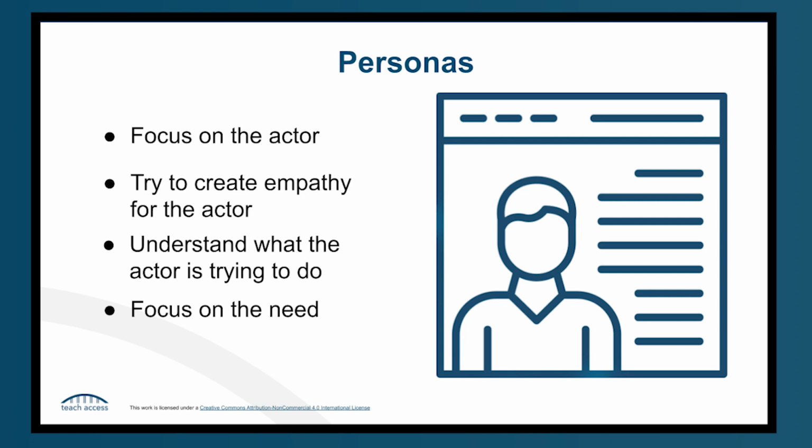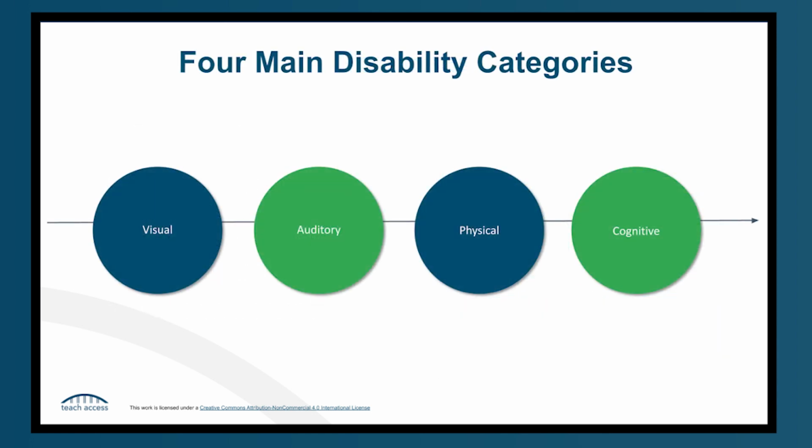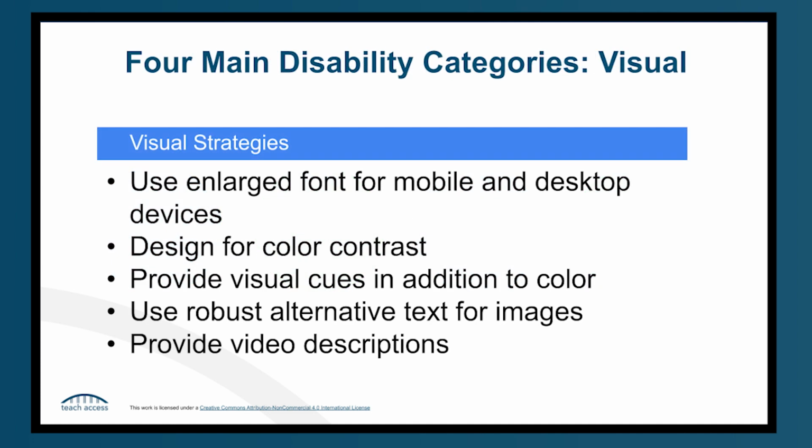Suppose you develop a persona named Indira who can't use a mouse comfortably. Instead, she uses a joystick to navigate the screen. Can she use your product or materials? What barriers might she experience? As you develop the personas, make sure you have represented 4 of the main disability categories: visual, auditory, physical, and cognitive.